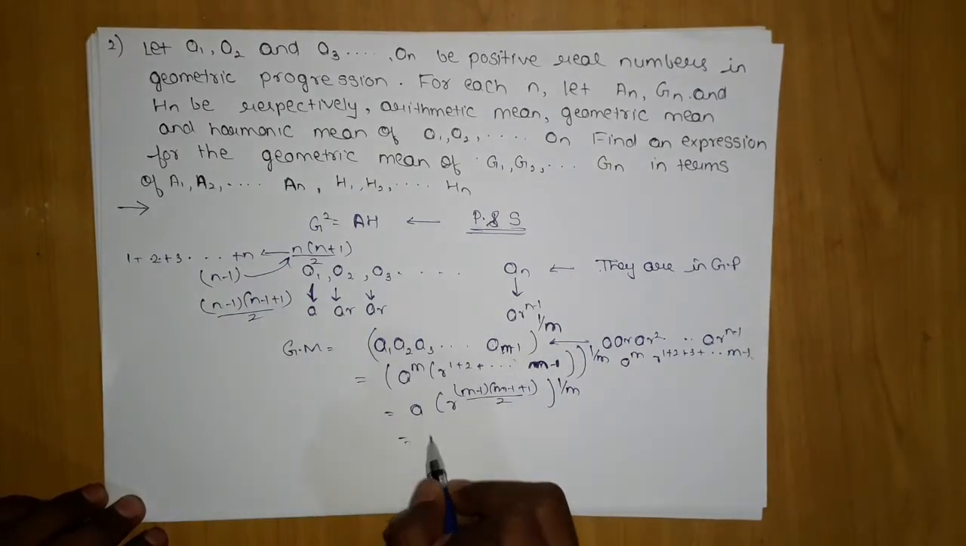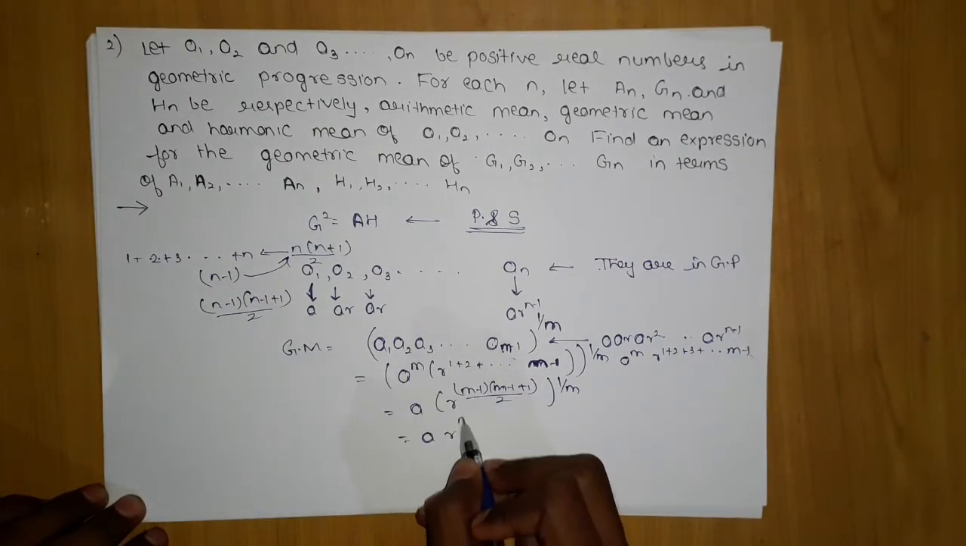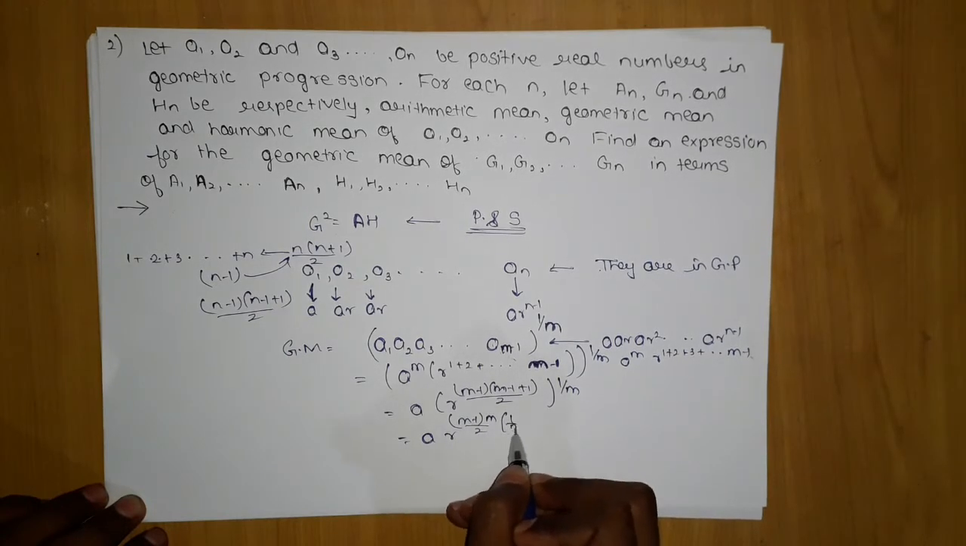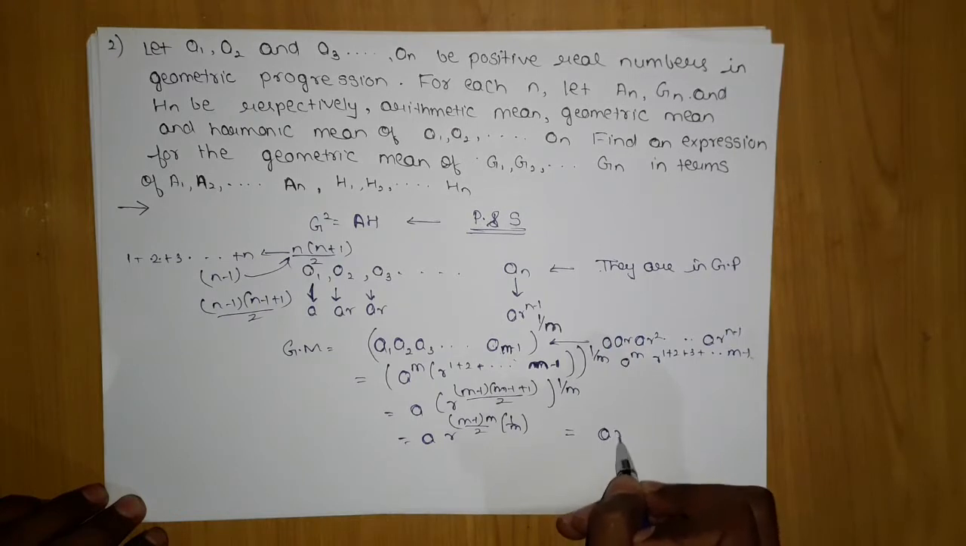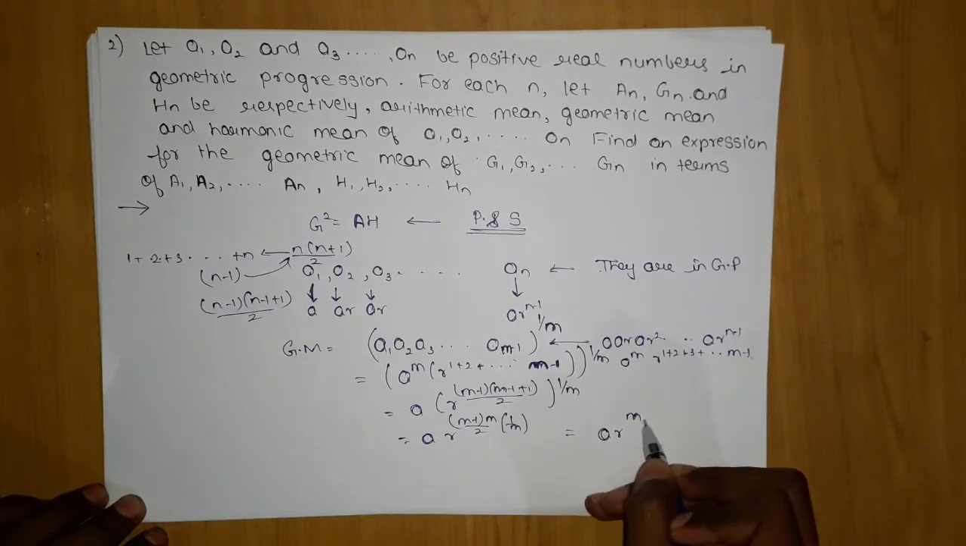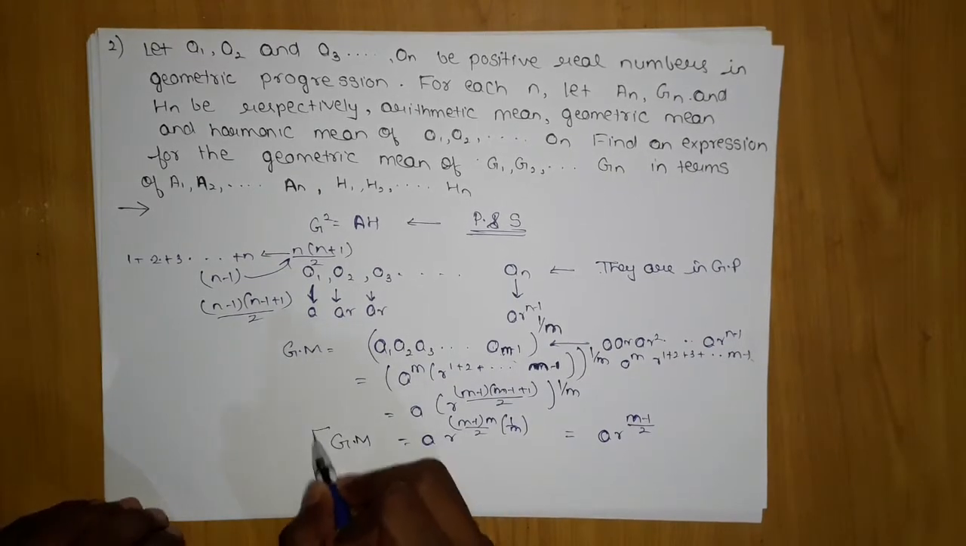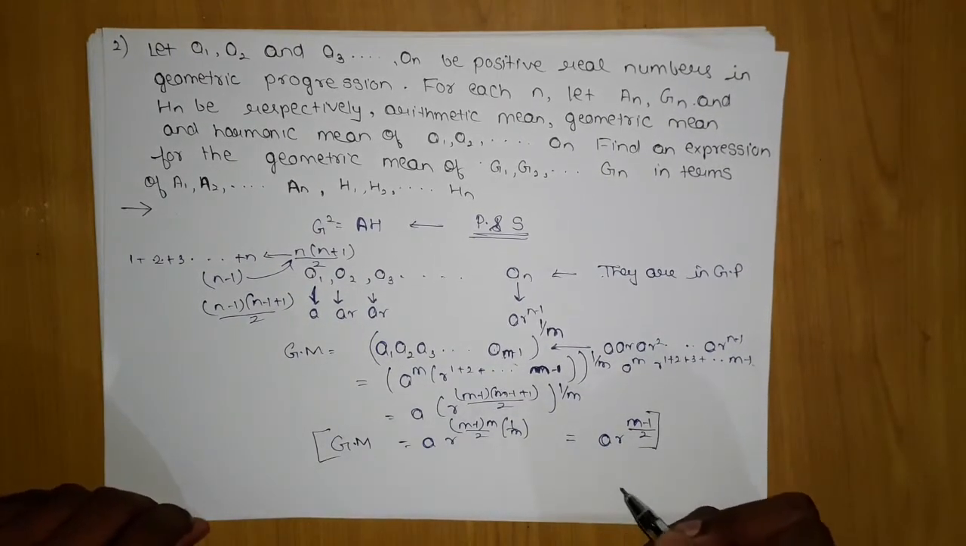Okay, so if I replace this, what I have is a r power (m minus 1) upon m upon 2, and here since it is 1 by 2, 1 by m will be multiplied with this, giving me finally a r power (m minus 1) by 2. Okay, so this is our GM.